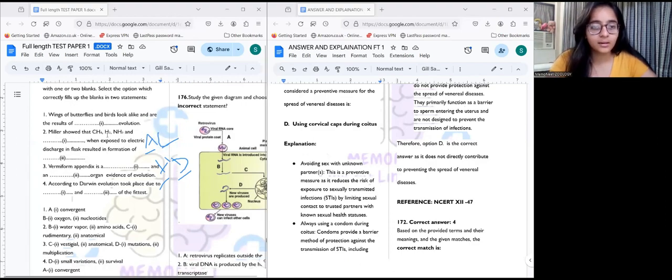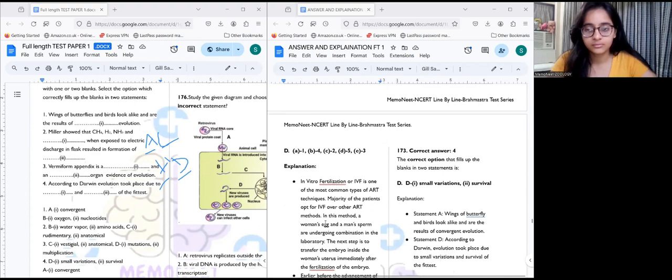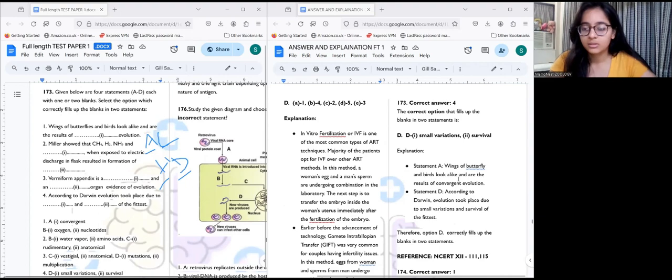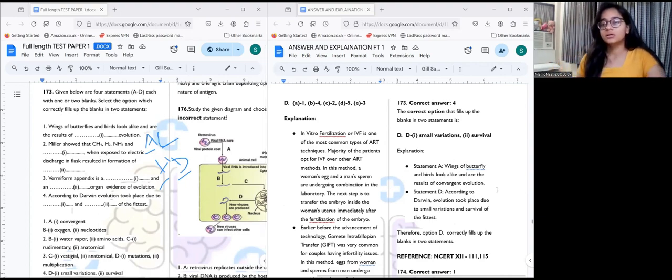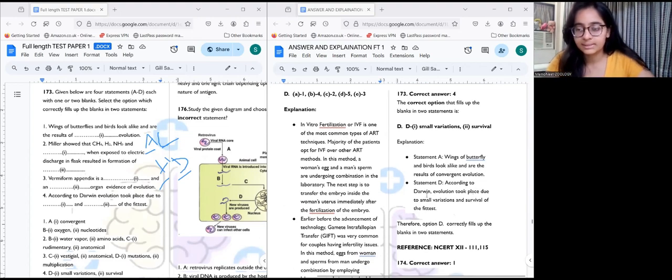Next, Miller showed that methane, hydrogen, ammonia, and dash, when exposed to electric discharge in a flask, resulted in the formation of dash. So the answer for this is, one second. Where's the question? This is question number 173, right? Here they've said that the wings look alike and are the result of convergent evolution. And next is, according to Darwin, evolution took place due to small variations and survival of the fittest, right?